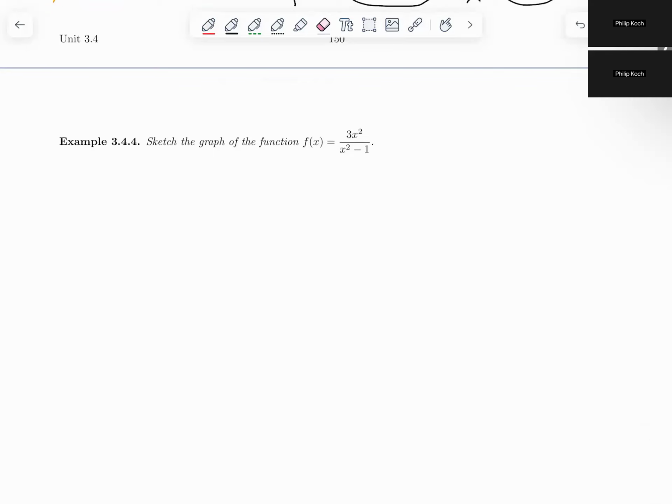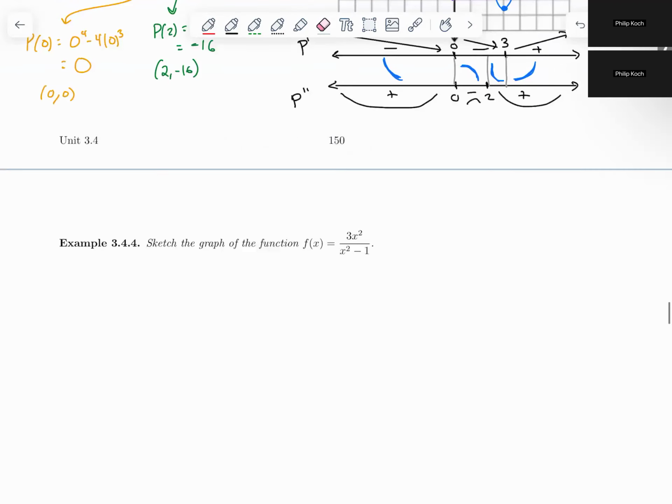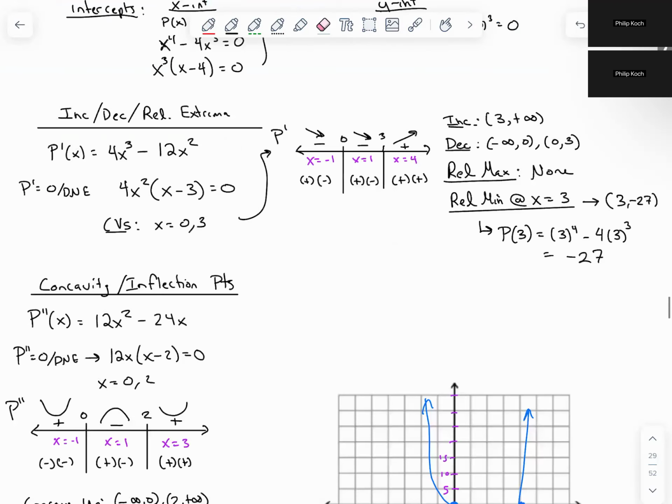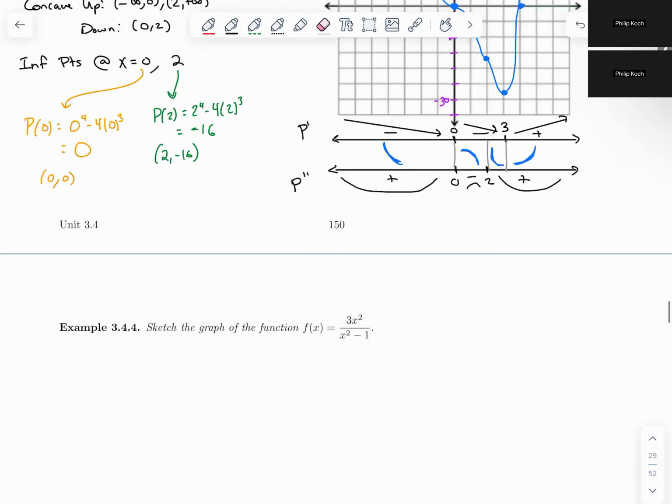So the function, we're going to sketch the graph of f of x equals 3x squared divided by x squared minus 1. Oh, we already did this one. That's right. So we're going to do a quadratic or a rational function.